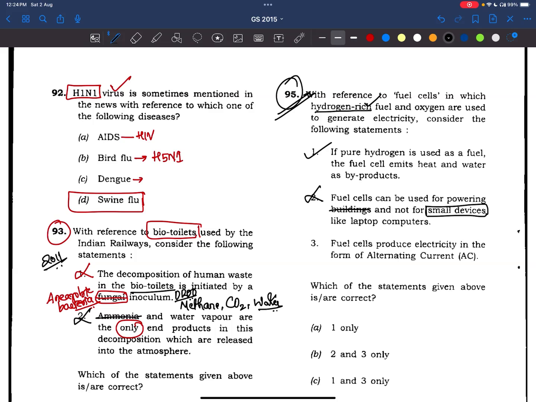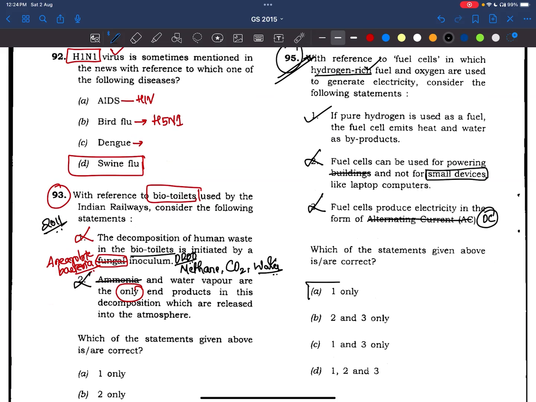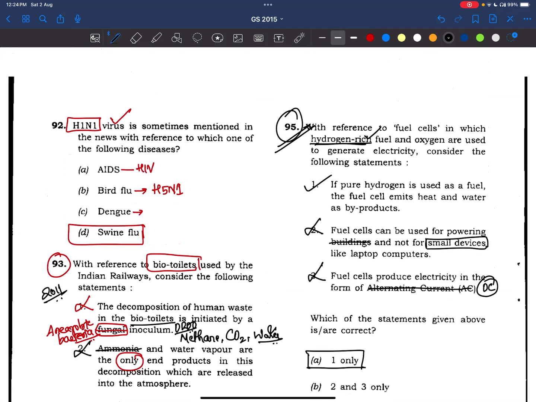Now, coming to the third statement, fuel cells produce electricity in the form of AC. No, friends, it is in the form of DC. We have seen in the 2013 paper, I think so, it asked about solar cells, right? Solar cells also produce DC, direct current. Right? So here this statement is also wrong. Answer is no. Right? We know how important these hydrogen fuels and other non-conventional energy generation are.